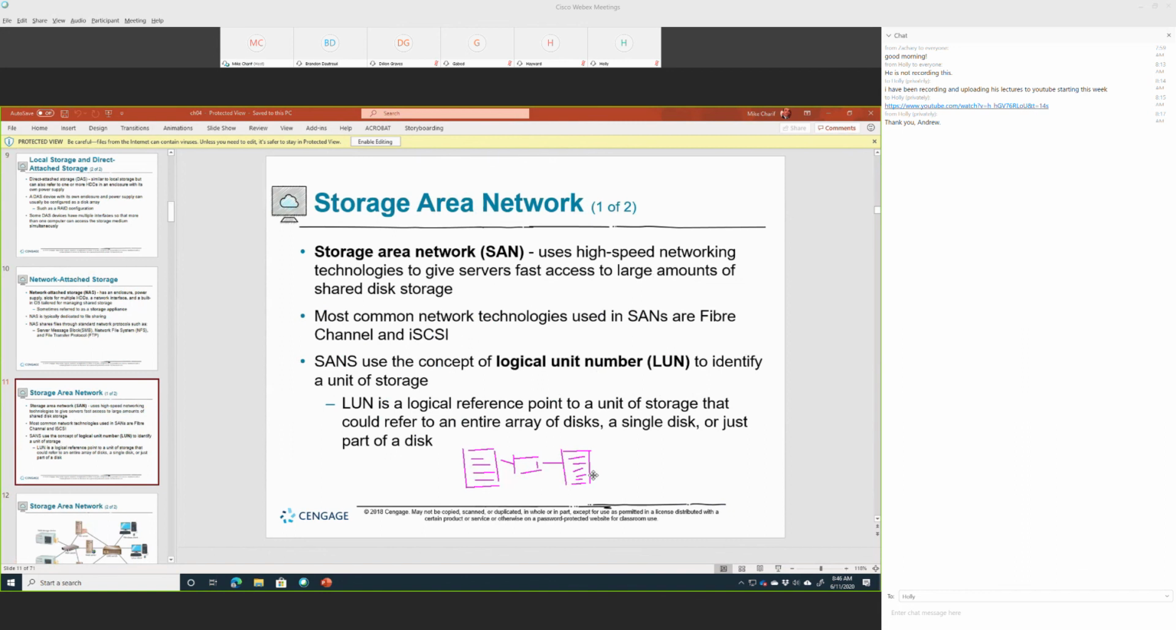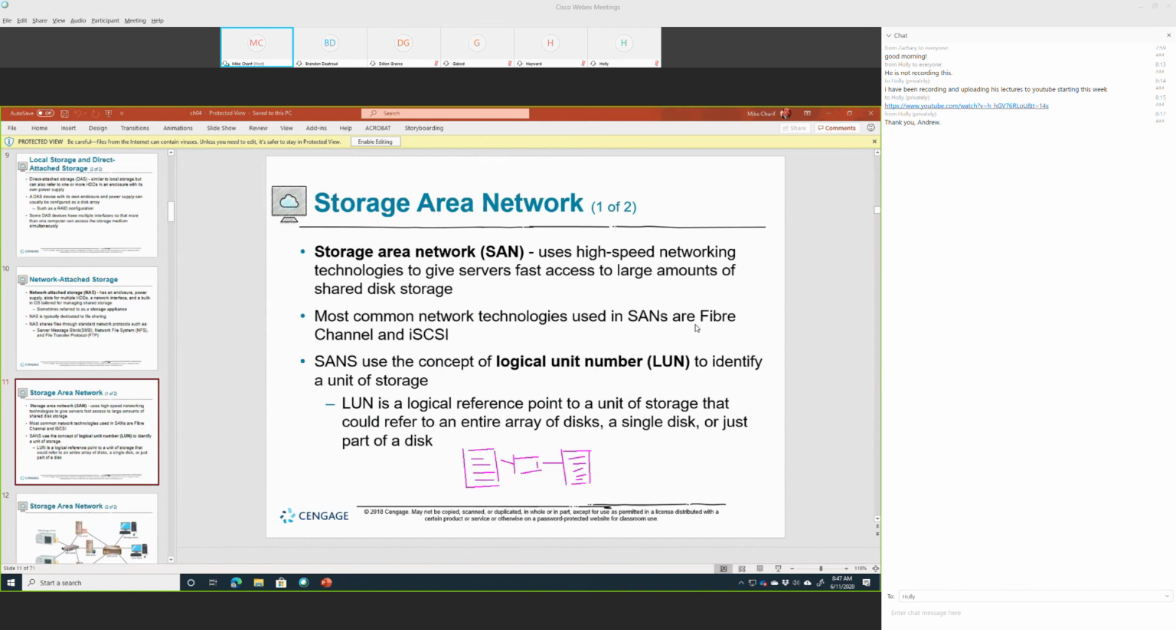So the most common network technologies used for SANs are fiber channel and iSCSI. Fiber channel is very complex to configure, but if you want to specialize in data center, they teach you all kinds of stuff like fiber channel and the difference between fiber channel and iSCSI. iSCSI is easier to use, but fiber channel is faster, but it's very complex.